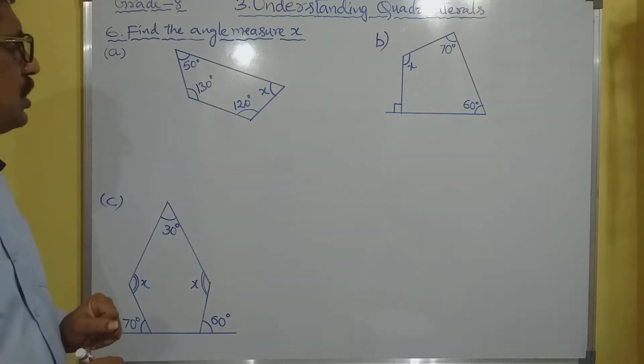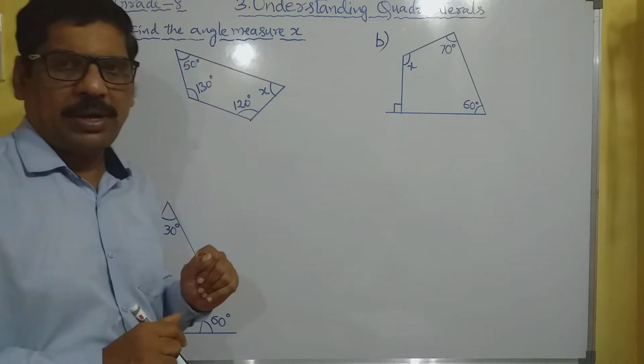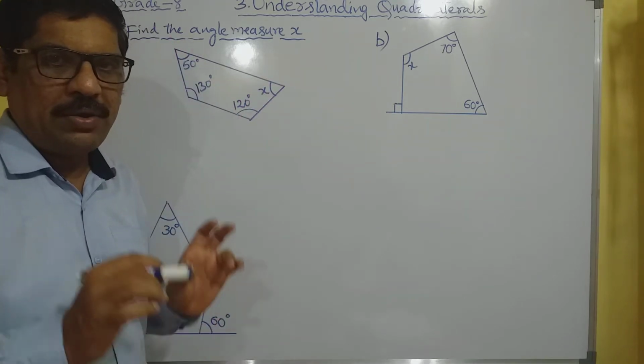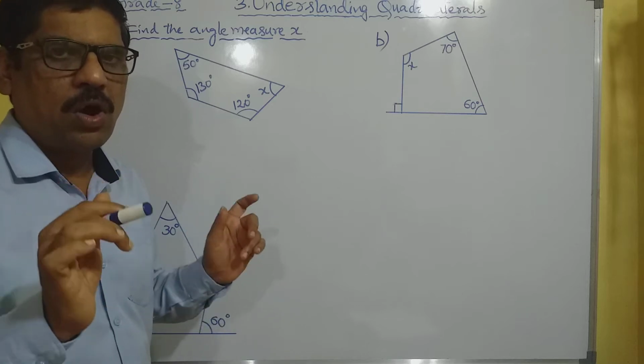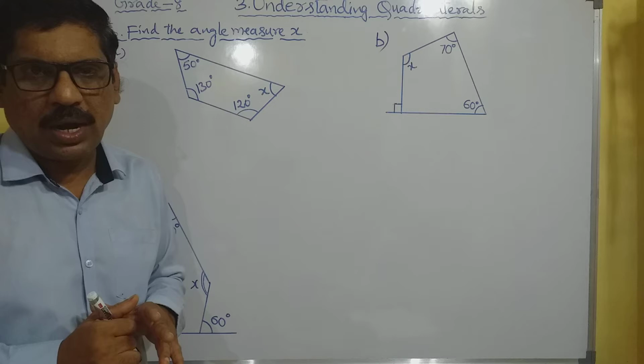What is the first picture? First figure, it is a quadrilateral. Why? Because it is a polygon with four sides. A polygon with four sides is called a quadrilateral. What is the sum of the four angles in a quadrilateral?